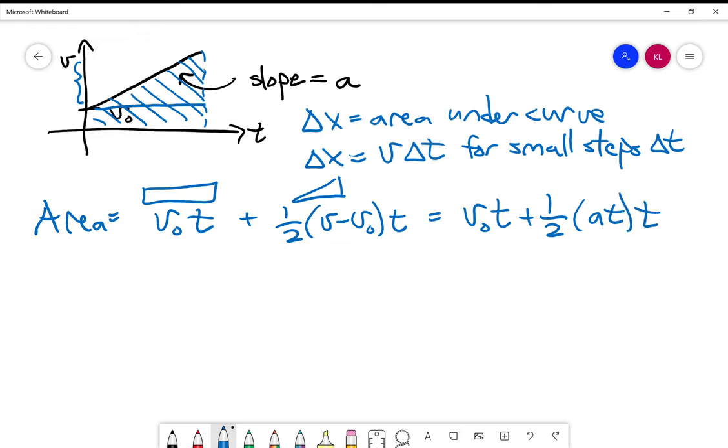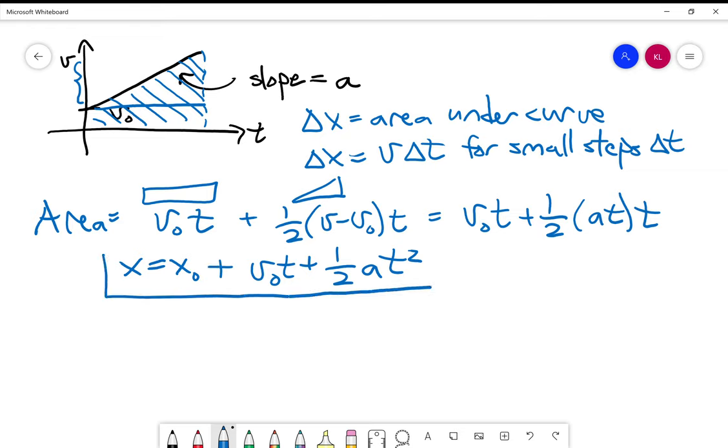And so when we reduce all this, we get that x minus x naught, the change in the position, is v naught t plus 1/2 a t squared. So in fact, what we usually do is just write it like this, by adding x naught to both sides. And this was the answer. This is, in fact, the second kinematic equation.